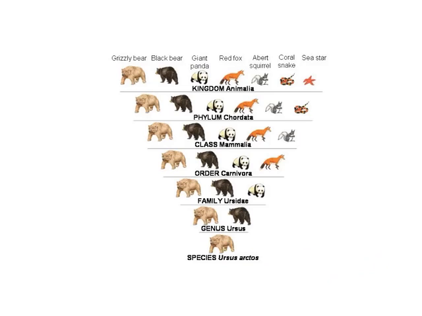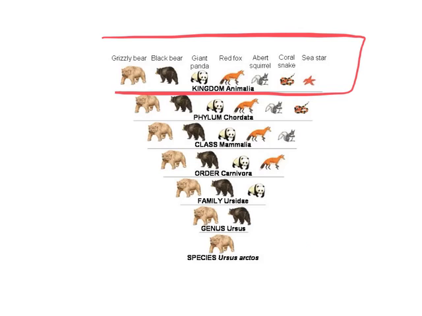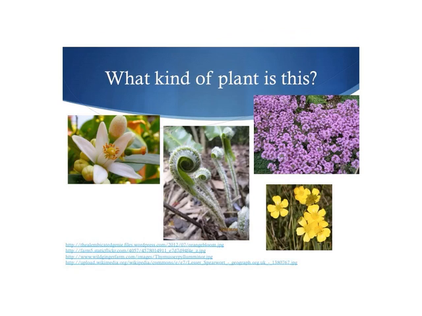So that's how you classify the grizzly bear. From the broadest category, your kingdom, Animalia, all the way down to the more specific category, your species, Ursus arctos, the scientific name for a grizzly bear. Well, you can apply the same 7 levels of classification when trying to identify plants, not just animals.